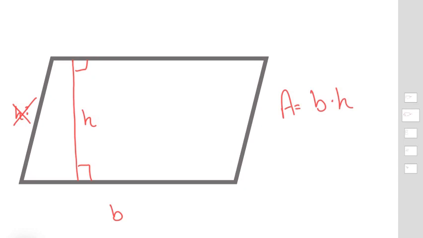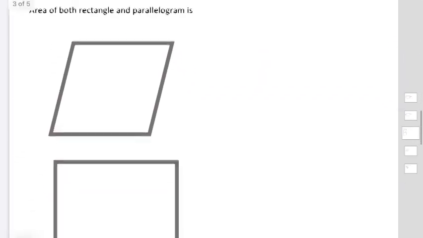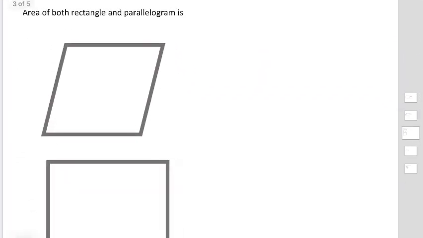And so we can see that for both a parallelogram and a rectangle, for a rectangle, it's just your ordinary base times your height. For a parallelogram, remember, the height has to be perpendicular to both bases. And so for both of these two shapes, the area is just base times height.